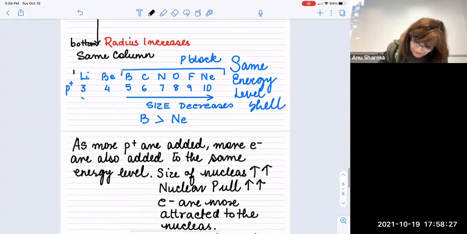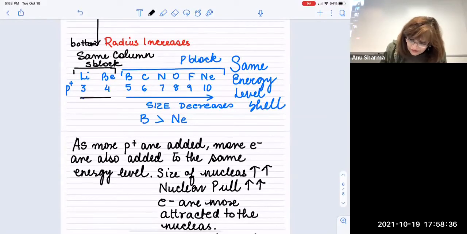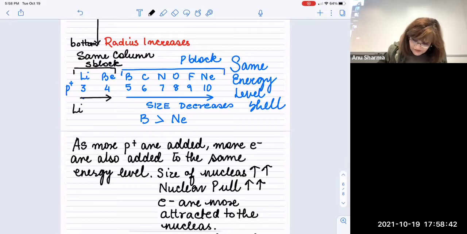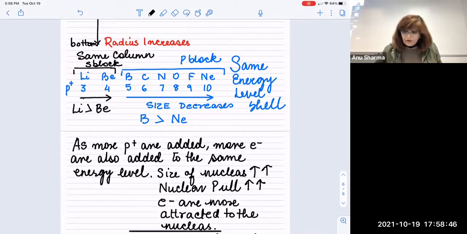Here, these are in the S block. So it's very important which block they are in. Even in the S block, if you compare lithium and beryllium, lithium is bigger in size than beryllium. Here, boron is bigger in size than neon, or carbon is bigger in size than nitrogen, or oxygen is bigger in size than fluorine, and so forth. Okay, so that's one piece.